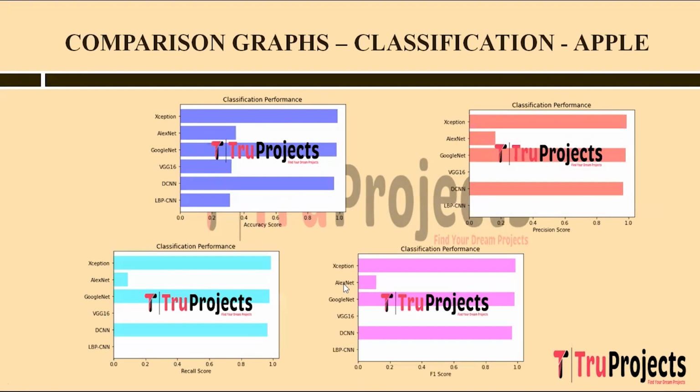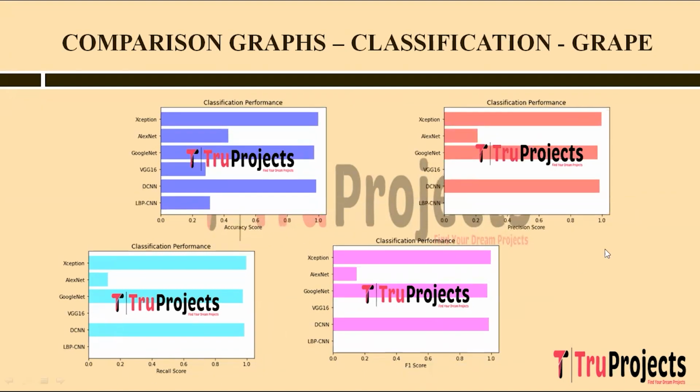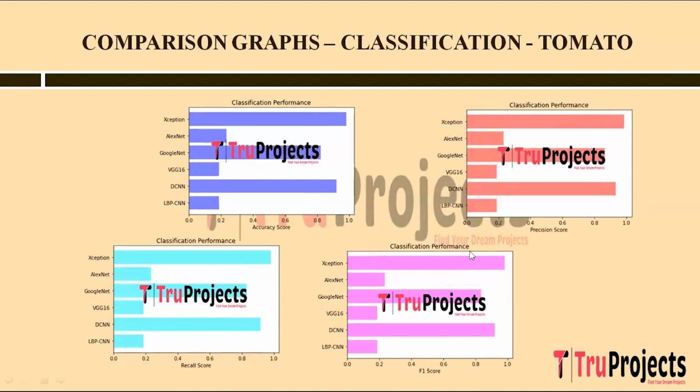And this is F1 scores comparison graph. In this graph, on x-axis I have F1 scores and on y-axis I have algorithm names. F1 score combines precision and recall into a single metric, balancing accuracy and completeness in predictions. So the algorithm which is best performing in all the performance metrics will be used for classifications. So these are the comparison graphs of the algorithms built for classification of grape leaf diseases. Similarly, these are the comparison graphs of the algorithms built for classification of tomato leaf diseases.